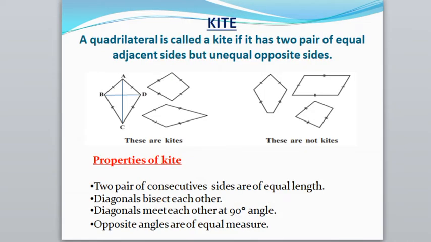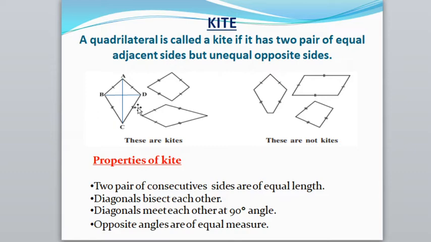Then the next kind, the second kind, is the kite. Now, what is a kite? A quadrilateral is called a kite if it has two pairs of equal adjacent sides but unequal opposite sides. Adjacent means one of the sides starts where the other ends.